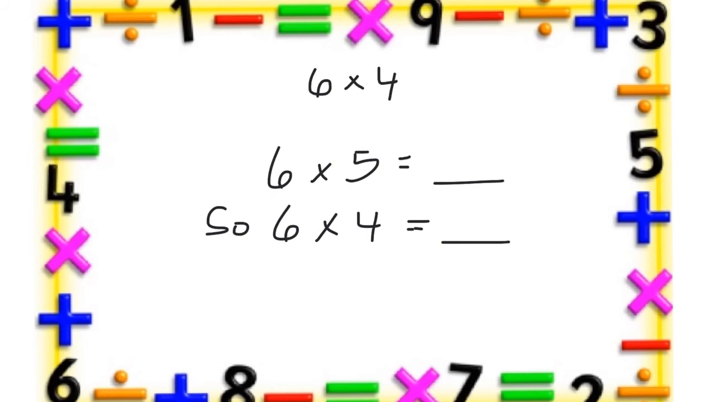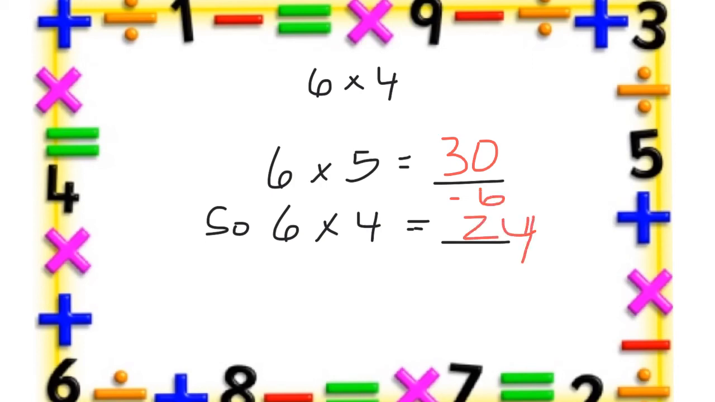That works really good with 9s, but it works with other things too. For example, if I'm stuck with 6 times 4, I could say, well, I know 6 times 5 is 30. And so I only want 6 times 4. That's going to be 6 less, which will be 24.